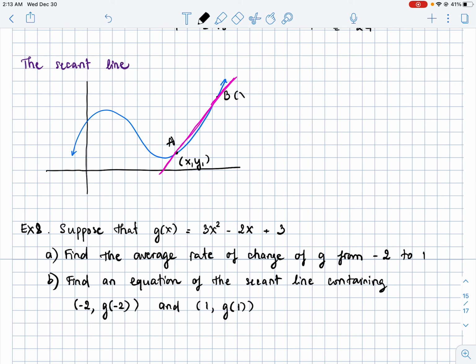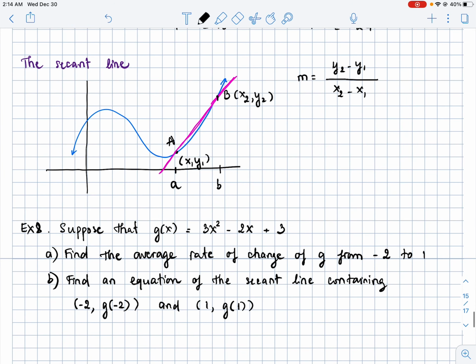So let's assume that the point A is x1, y1, and the point B is x2, y2. We recall from algebra, the slope of the line is y2 minus y1 over x2 minus x1. Now, I'm going to just change the notation. Instead of x1 and y1, I'm going to call this point the point A, and right here at this point, I call this the point B.